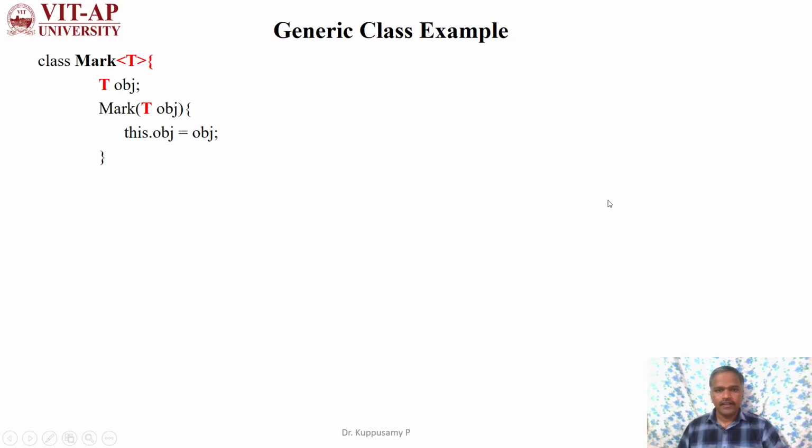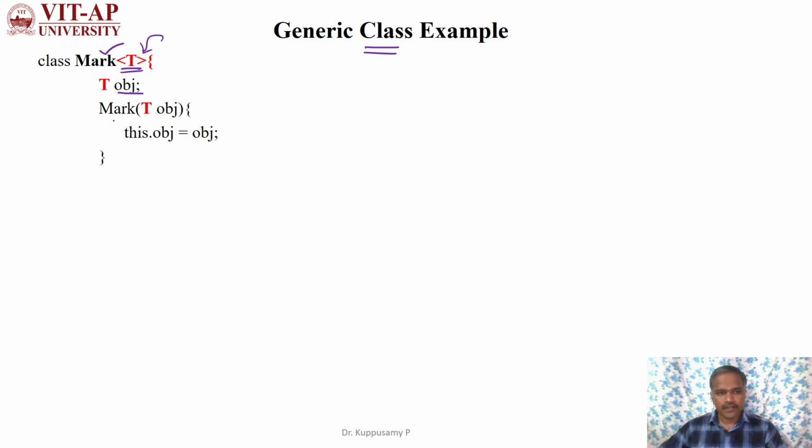Hi, here we will discuss a generic class example. A user defined class Mark is created which is receiving the type variable T. That means it will receive any type of object at different times. For using this type variable, I am creating the object.